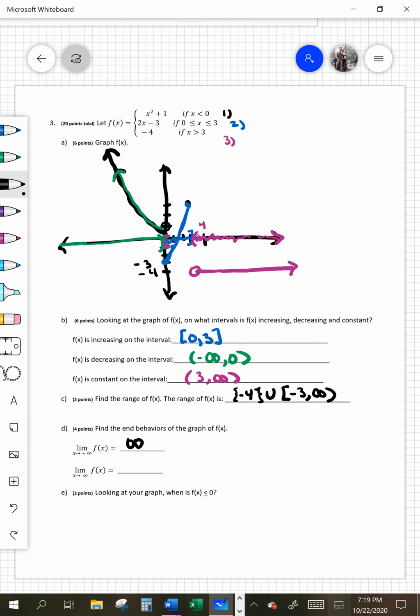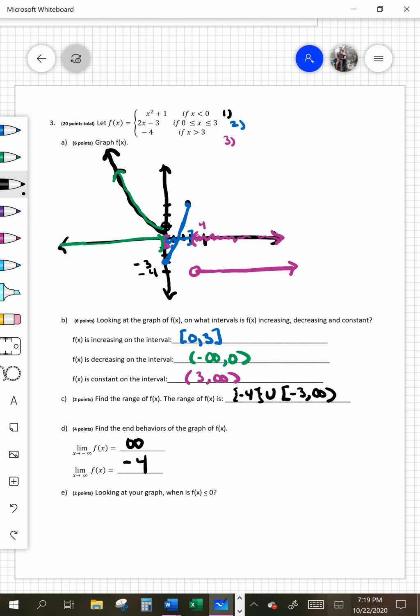So now let's look at the limit as x goes to positive infinity. What's happening to the end behaviors of our graph of f of x as x goes to positive infinity? There's some value that our y value is approaching. And our y value here is always staying at -4. So the y value as x goes to positive infinity is equal to -4.